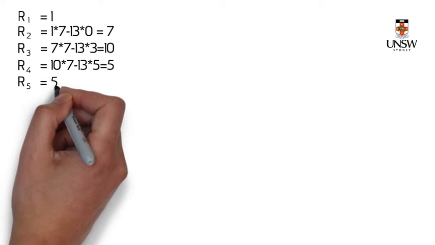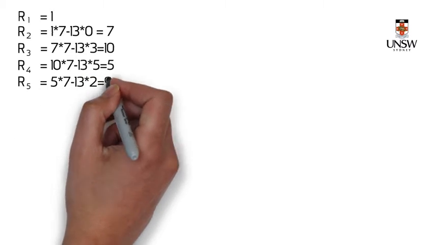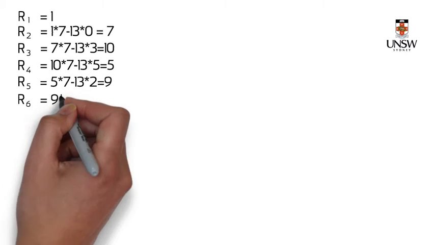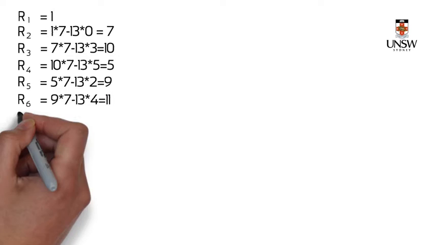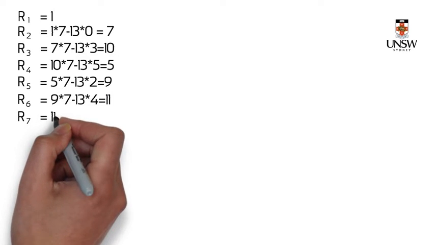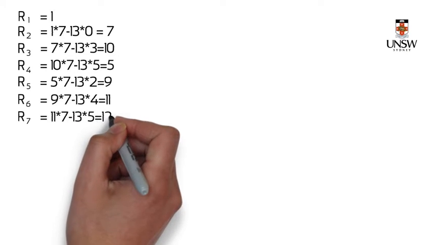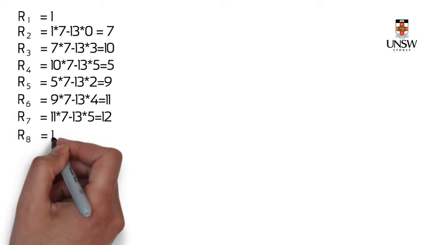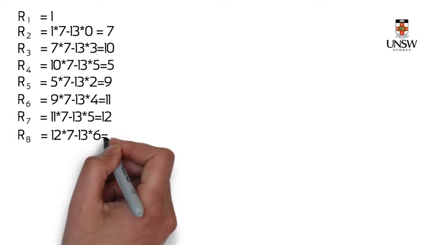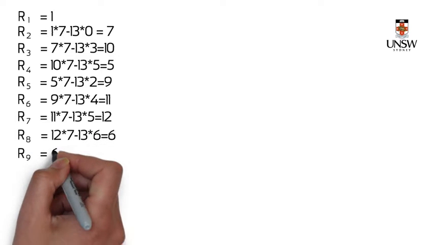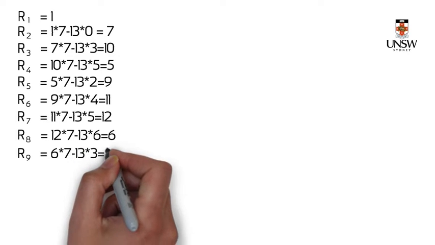r5 equals 5 times 7, minus 13 times 2, which equals 9. r6 equals 9 times 7, minus 13 times 4, that is 11. r7 equals 11 times 7, minus 13 times 5, which equals 12. r8 equals 12 times 7, minus 13 times 6, which equals 6. r9 equals 6 times 7, minus 13 times 3, that gives us 3.